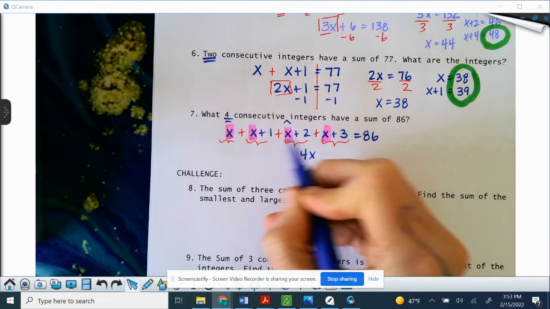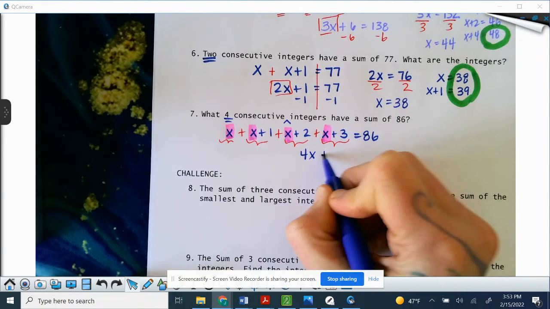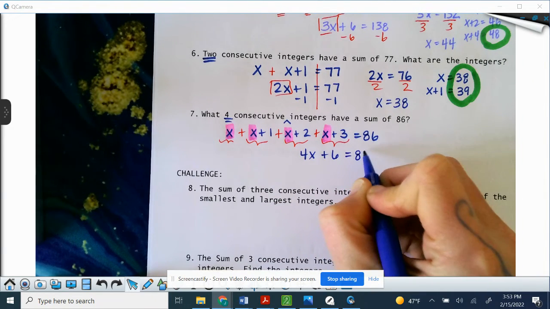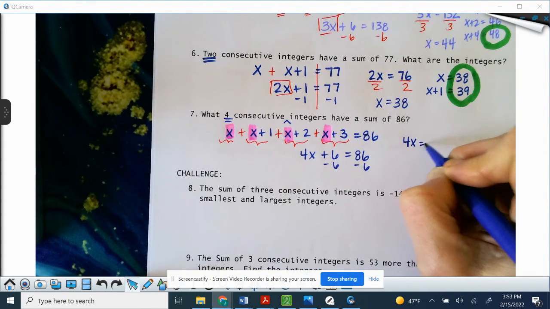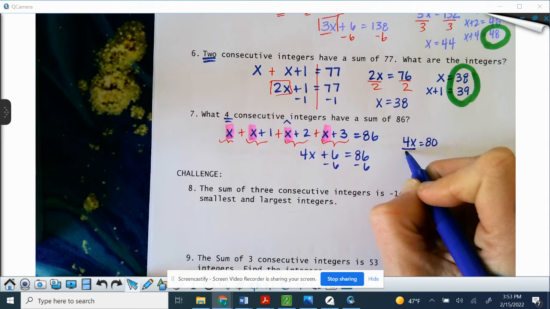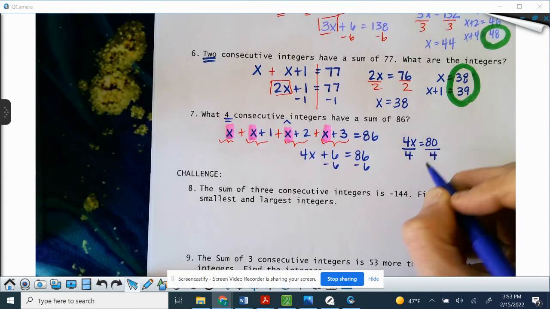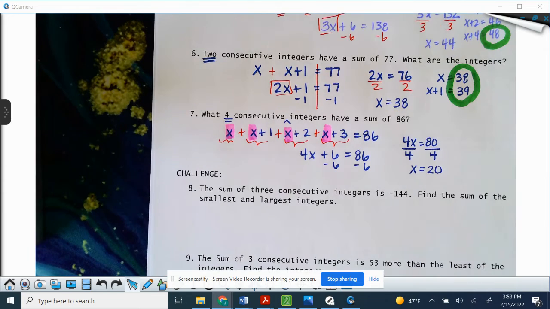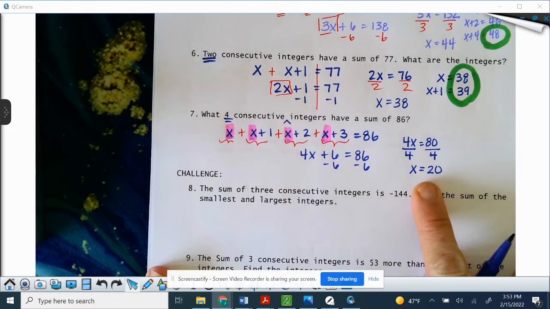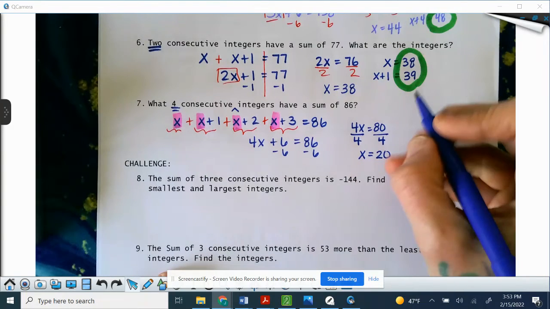1 plus 2 is 3, plus 3 is 6, plus 6 equals 86. We're going to subtract 6 from both sides, and I'm going to have 4x equals 80. We need to divide by 4 because that's the inverse of multiplication, and so x is going to equal 20. Now, we have to name all 4 of them because the question asks for the 4 consecutive integers. So if I stopped at 20, you only answered part of the question.